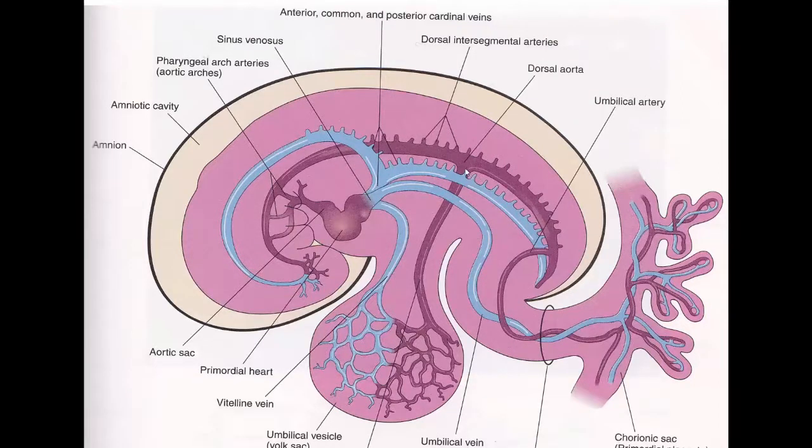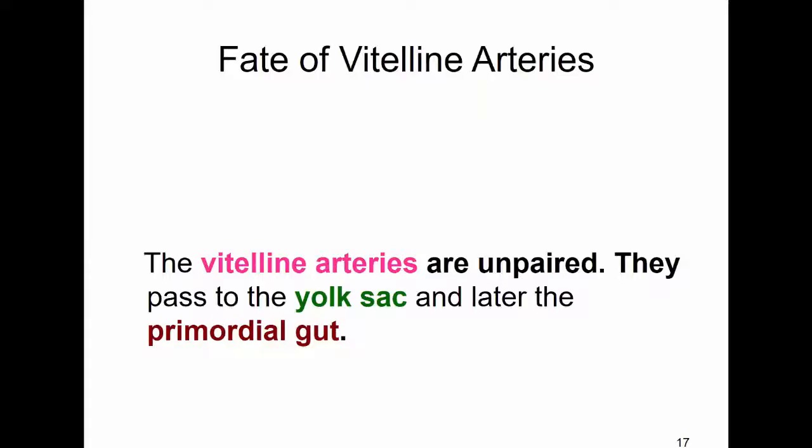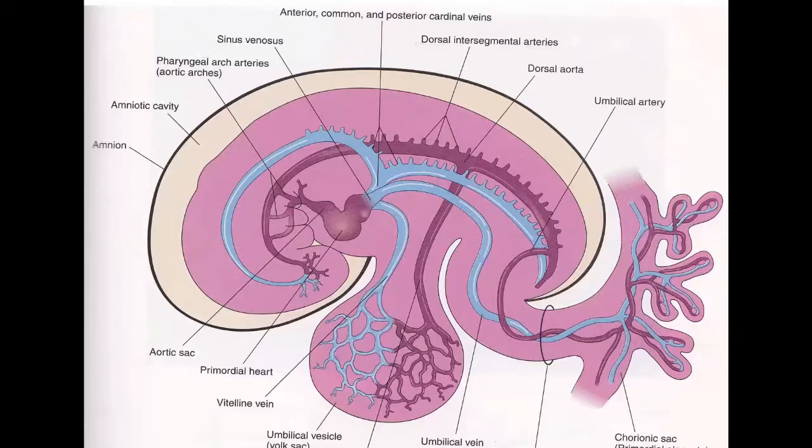Now I'm talking about the ventral branches of this dorsal aorta. So I'm talking about the vitelline artery, and this one is the vitelline artery. Vitelline artery is unpaired, and they supply the yolk sac. That is the primordial gut. Yolk sac will be incorporated to form the primordial gut. So the vitelline artery supplies the yolk sac, that means the primordial gut.